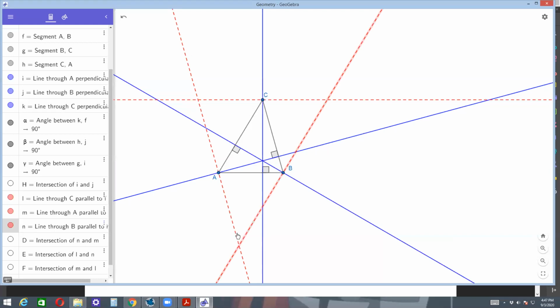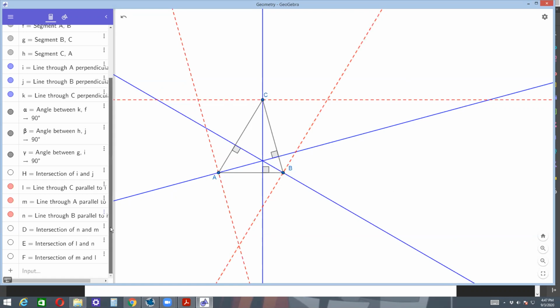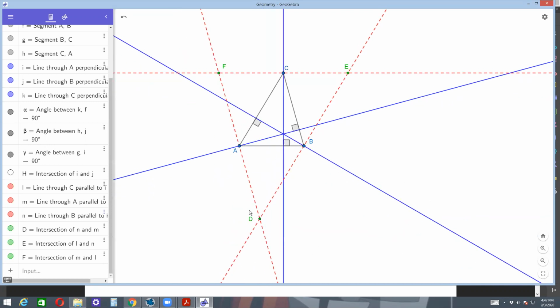So through the point A, I've drawn a line parallel to BC, and then through the point C, I have a line parallel to AB, and similarly through the point B, I have a line parallel to AC. Right, that's your red ones. So we draw three parallel lines here, and let's call the intersections D, E, and F. So D is the intersection down here, E up here, and F up there.